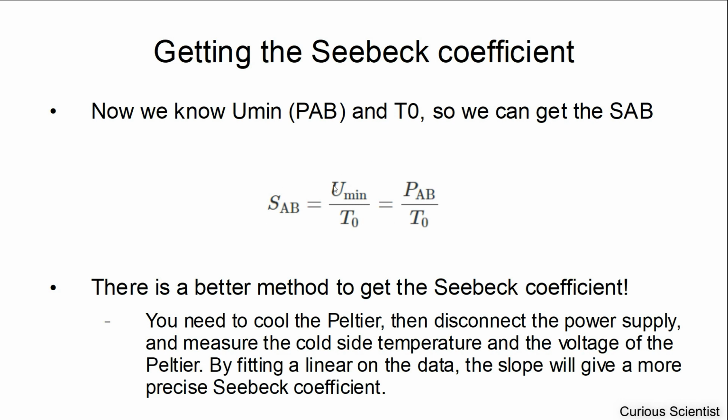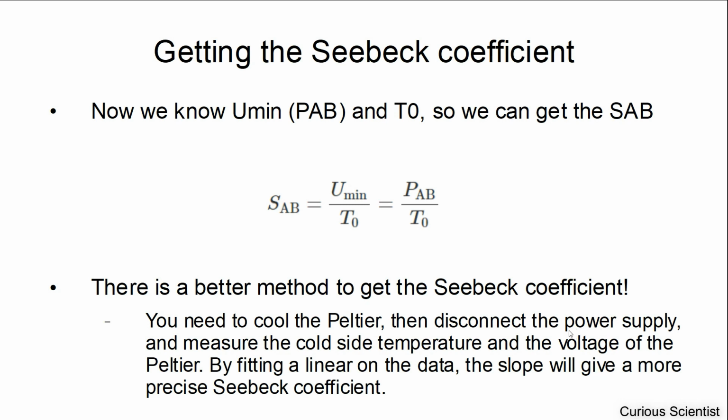There are two equations, and I tell you why. Because this is the U min, so if you use the PAB, so the Peltier coefficient from the U min, then you can use this. But the PAB can be obtained from another type of measurement, so then you can substitute it there and you can get more precise data. Or you can measure the Seebeck coefficient directly. And how do you do that?